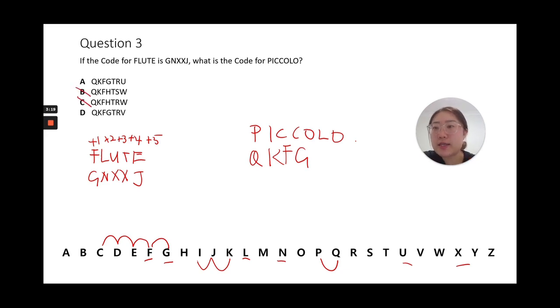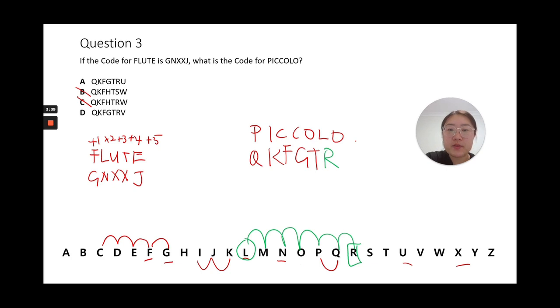And for L, we have to +6: 1, 2, 3, 4, 5, 6. So from L, let's get another pen out. We +6, 1, 2, 3, 4, 5, 6, and you land on R. And then we have to do one more. O +7: 1, 2, 3, 4, 5, 6, 7, and you get V. That's why D is the answer and not A.